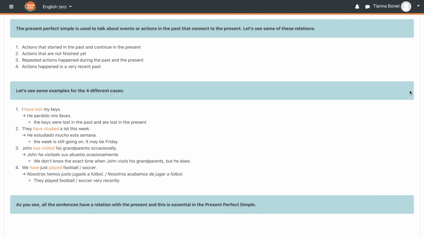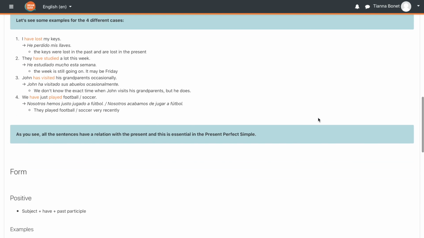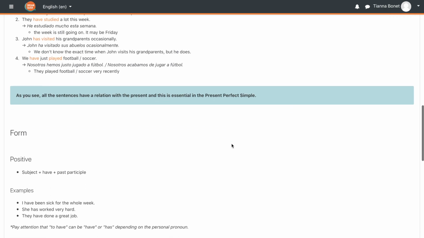Number 3, John has visited his grandparents occasionally. So we don't know the exact time that John visited his grandparents, but we know that he does visit his grandparents once in a while. Number 4, we have just played football or soccer. They played football or soccer very recently. As you see, all the sentences have a relation with the present, and this is essential in the present perfect simple. Let's look at the form.